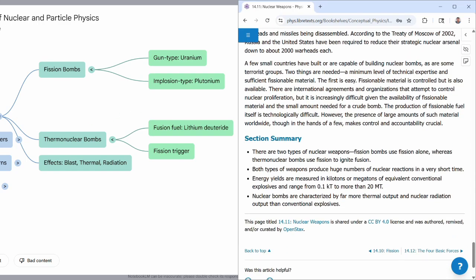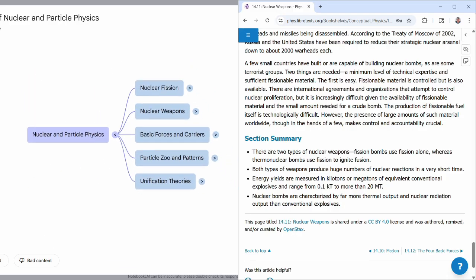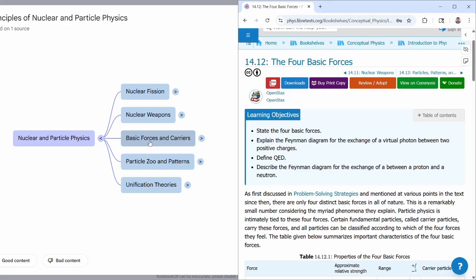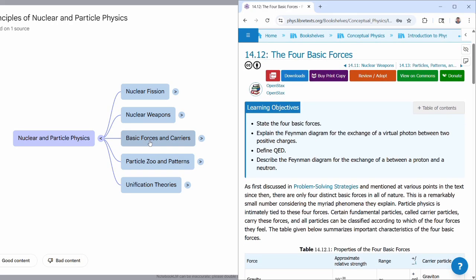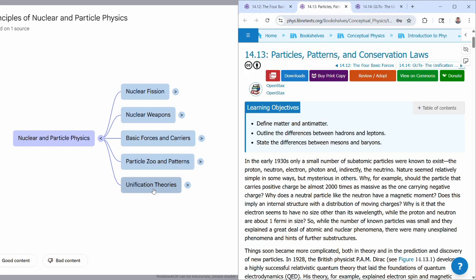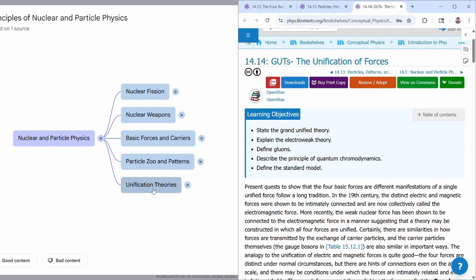So I'll leave that there for nuclear weapons. I do talk about that in the lecture. Now, the remaining nodes here are covered in sections 14.12, the 4 basic forces, 14.13, particles, patterns, and conservation laws, and 14.14, GUTs, grand unified theories.